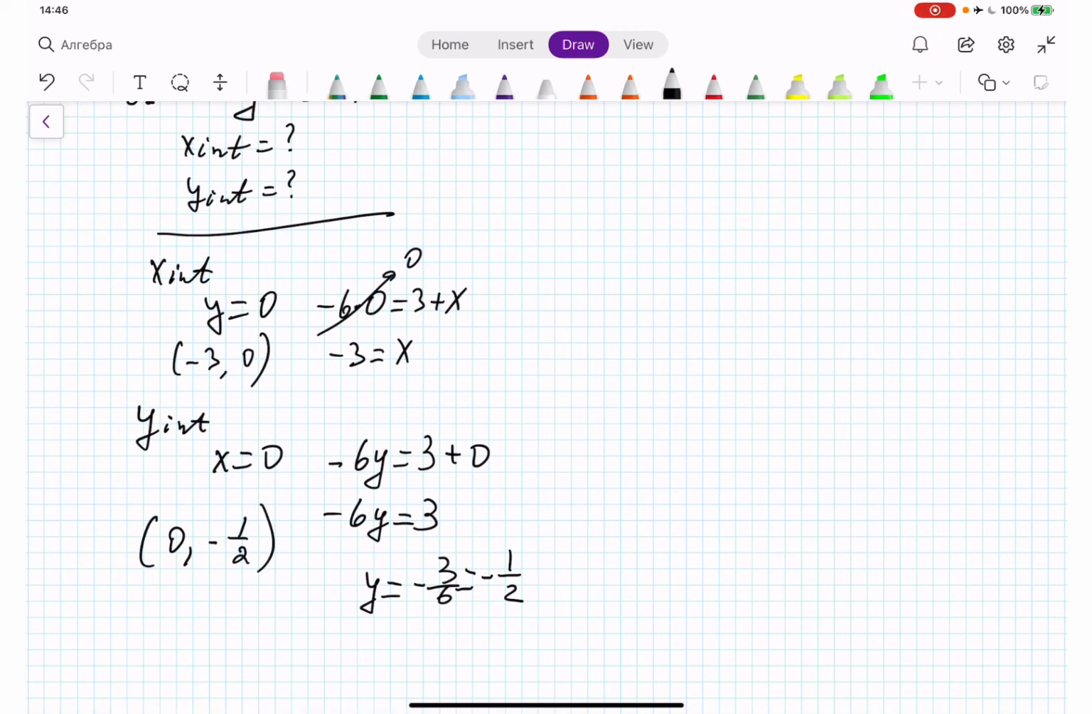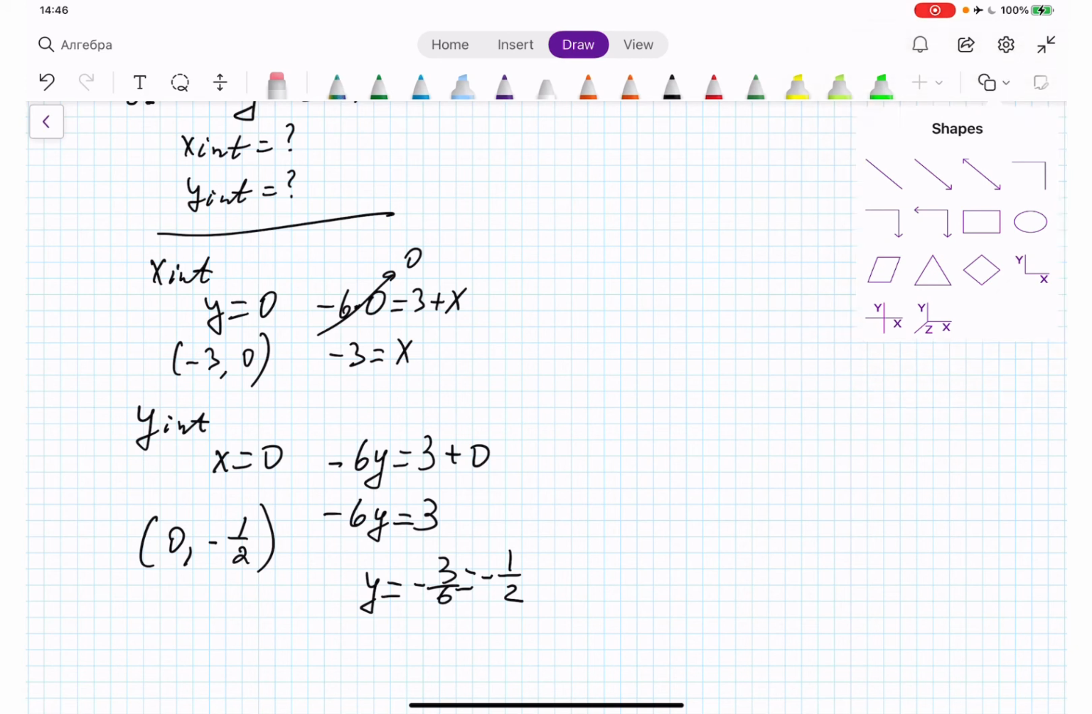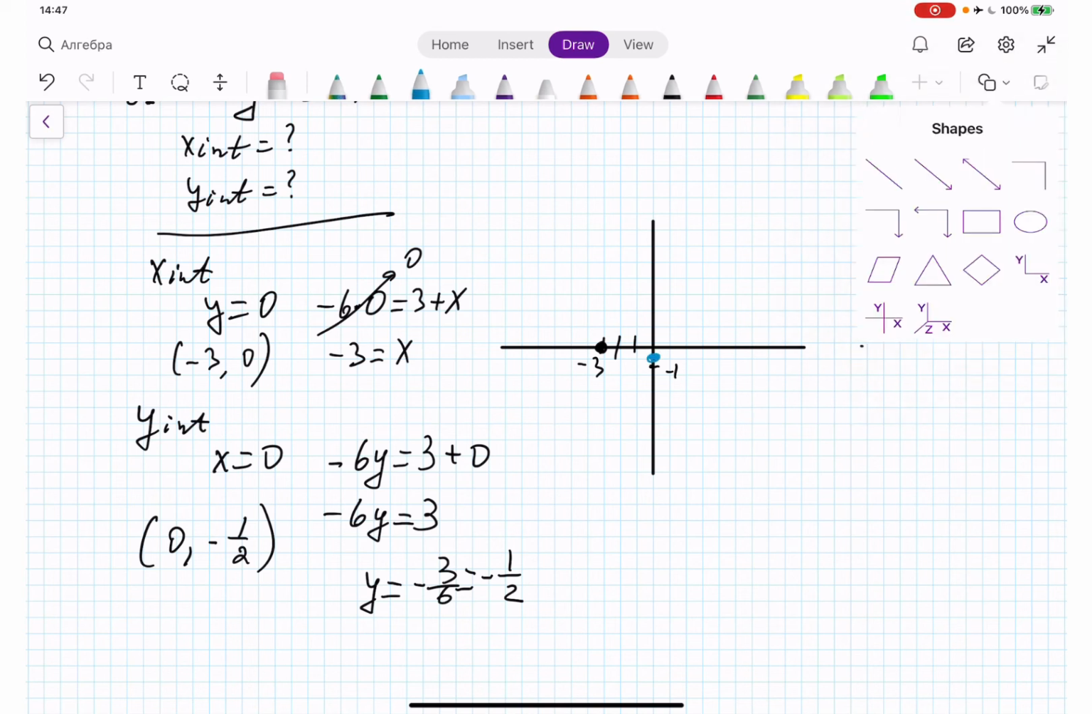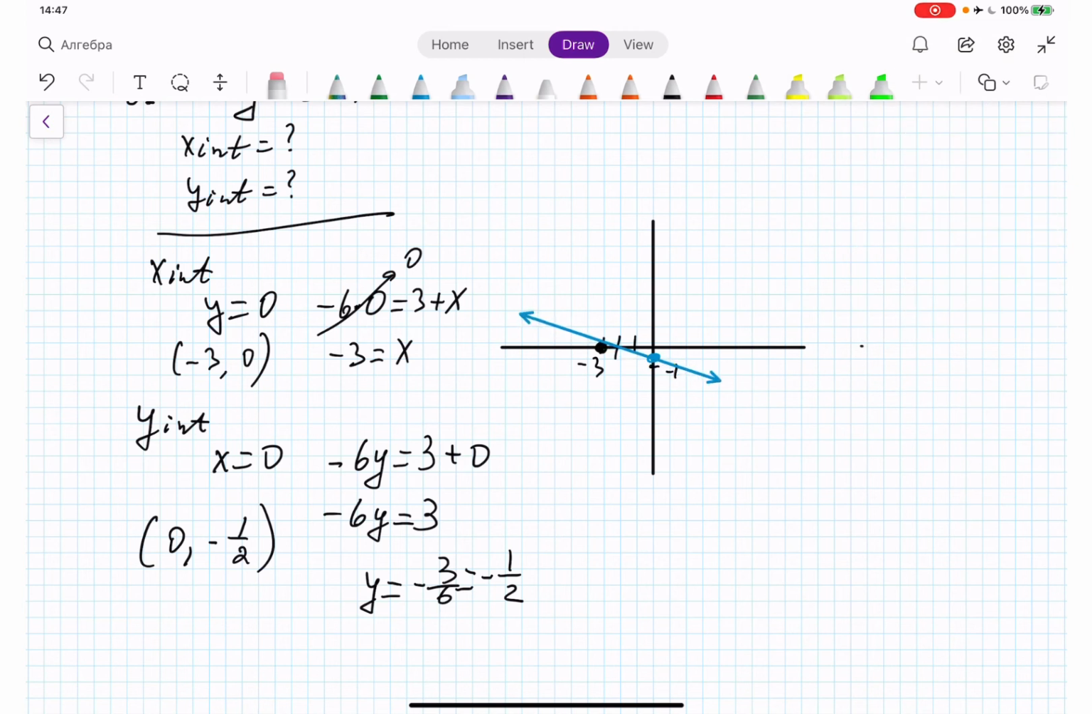So let's build it. X is negative 3, 1, 2, 3. And y is negative 1/2. So if this is negative 1, negative 1/2 will be in the middle. Okay, negative 3 and 0, this is our x-intercept. And 0 and negative 1/2, it's going to be right here, our y-intercept. And the graph is going to go like this.